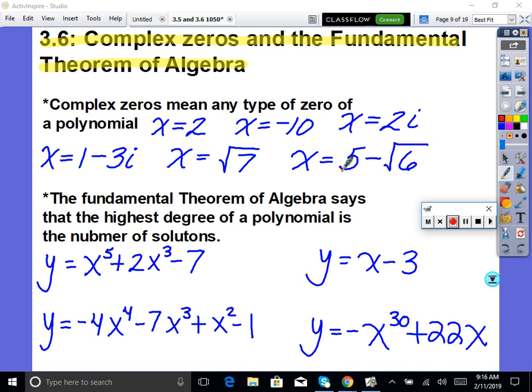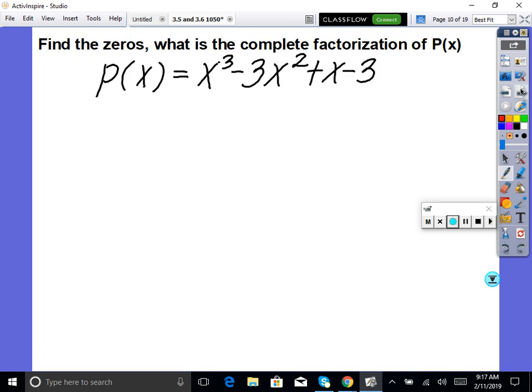The highest degree of the polynomial will be the number of solutions that polynomial has. So this one would have 5 solutions. If it says solve, you would not stop till you found all 5. Does that make sense? So this one would have 4 solutions, 30 solutions, 1 solution. That is literally the fundamental theorem of algebra. Highest degree is the number of solutions. Okay, so then we'll just get right into it and start right away.